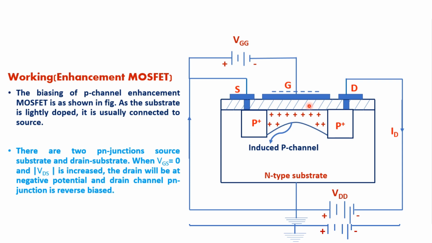now contains a sufficient number of holes, and an electric current ID now flows between the drain and the source. A larger and larger negative gate voltage attracts more holes near the surface, which enhances the current between drain and source.